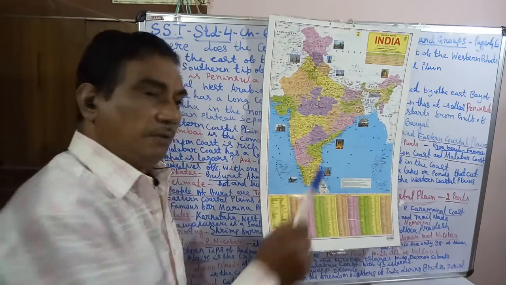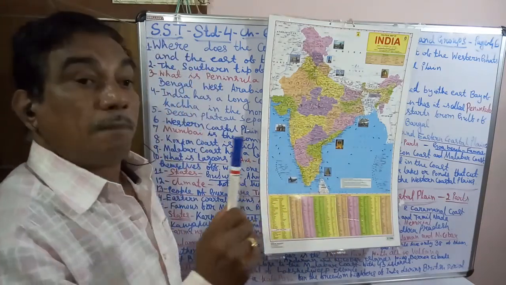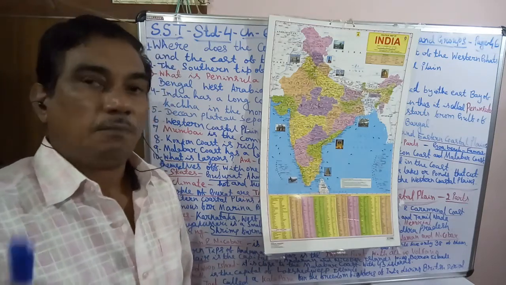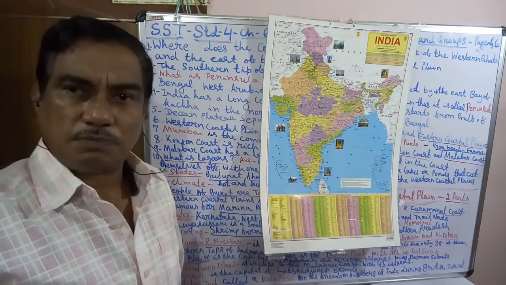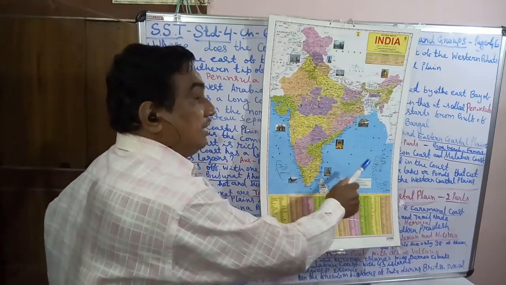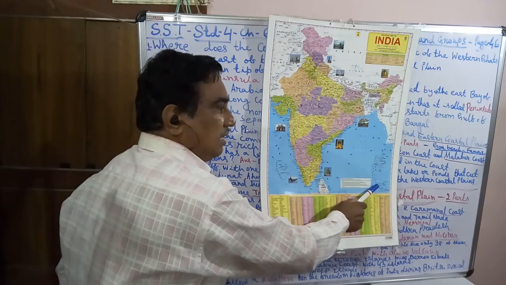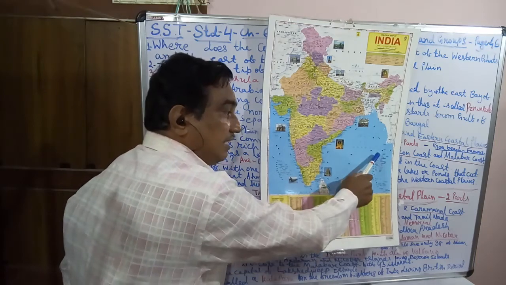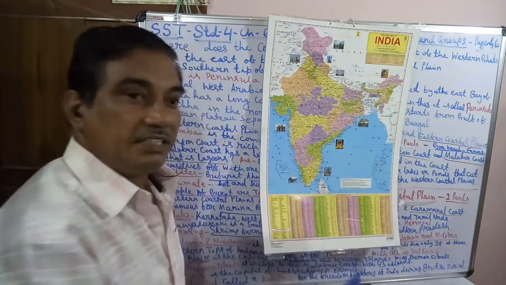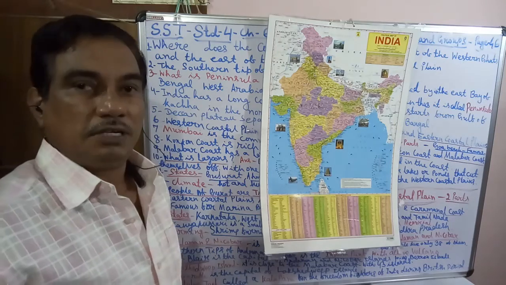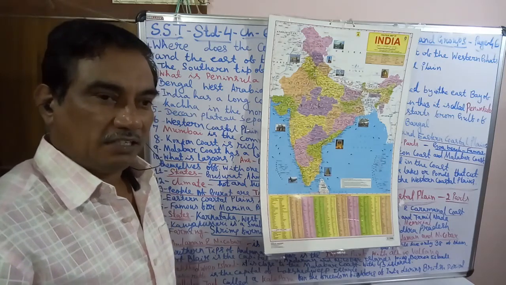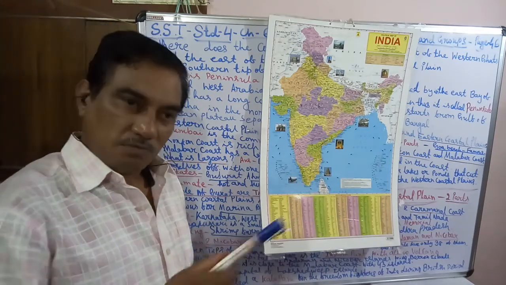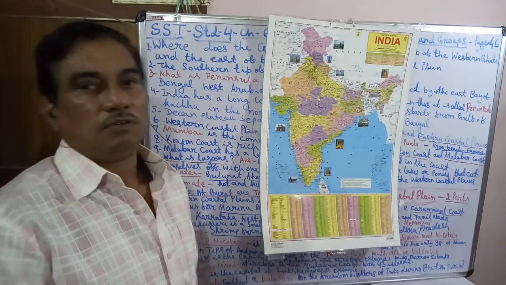Andaman and Nicobar is in the Bay of Bengal, and there are 572 islands. But people live in only 38 of them. 38 islands are inhabited out of 572. People live on those 38 islands. The rest, 572 minus 38, are uninhabited.